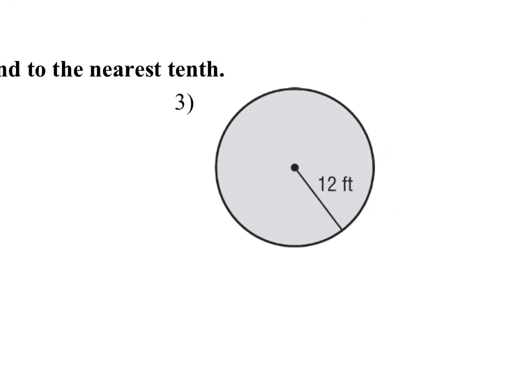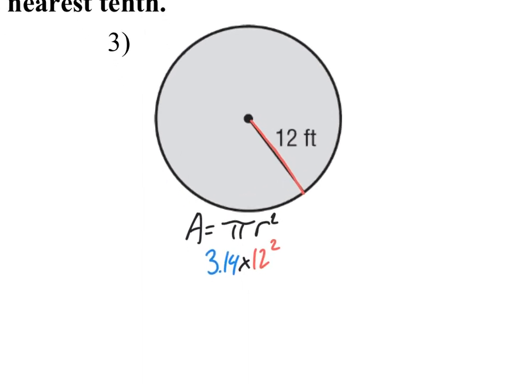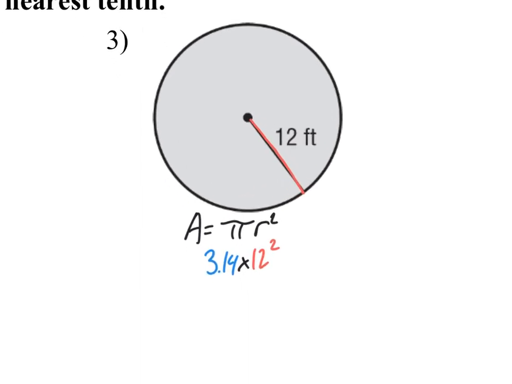On to example 3. Same thing, except this time we don't have to go through and figure out the radius. They give us the radius right here. So same formula. Area equals pi r squared. We know our radius, which is 12, so I'm going to do 12 squared. And I have to multiply that times pi. Hopefully you know this one already, but if you don't know your times tables, this part could be rough. But 12 times 12 is 144.